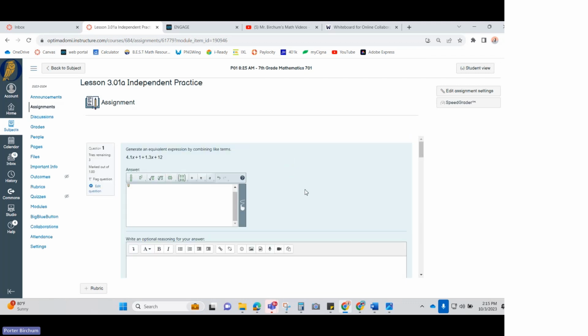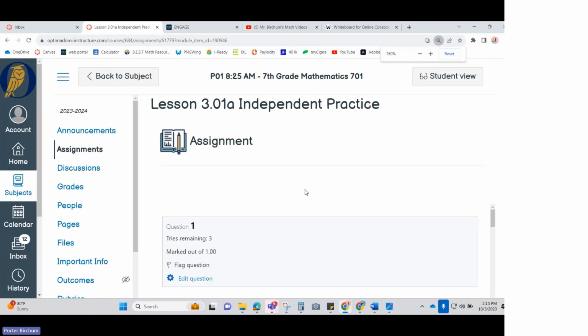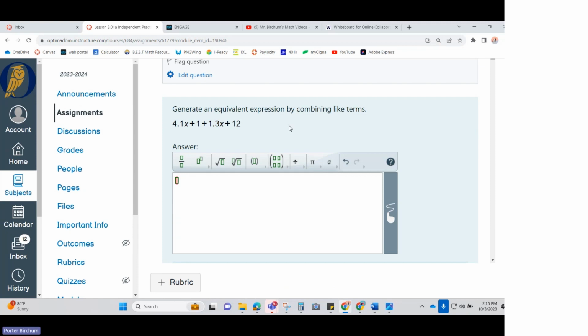Let me zoom in a bit. Question 1. Generate an equivalent expression by combining like terms. 4.1x plus 1 plus 1.3x plus 12.